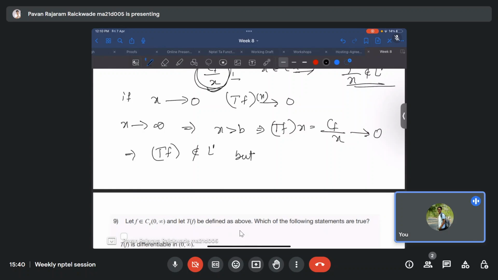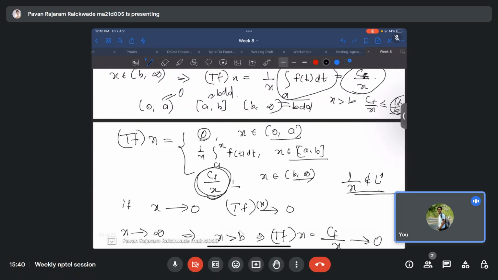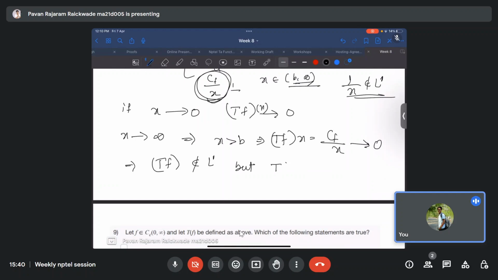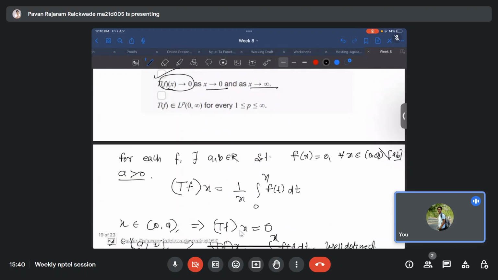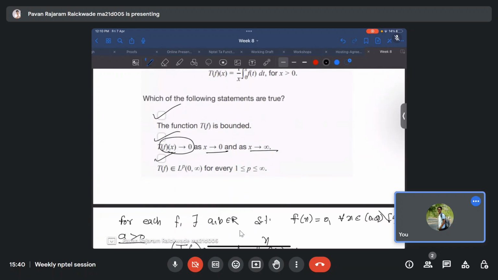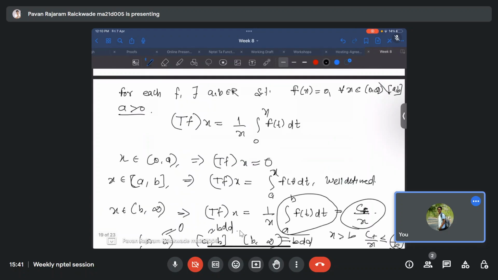But from the same representation you can see, simply because it's bounded, that Tf belongs to L^p for every p greater than 1, also infinity because it's bounded, and here it's 0. So Tf belongs to L^p for all 1 strictly less than p less than or equal to infinity. Okay, that's good. So now we have option C as correct: Tf belongs to L^p.